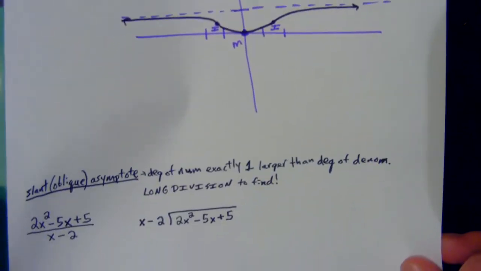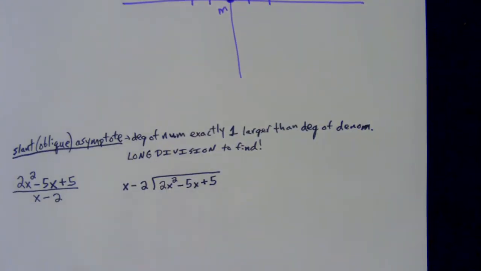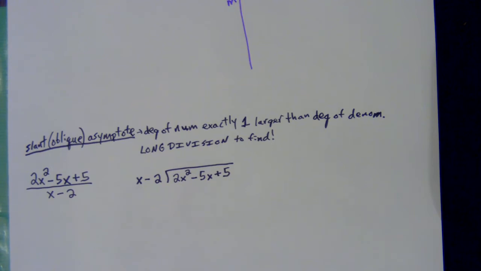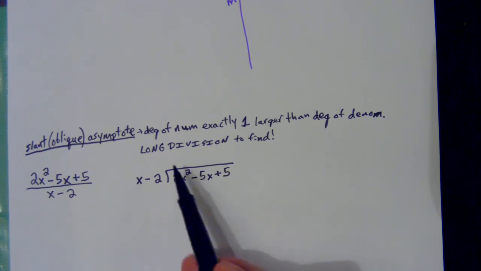Let's review how to find a slant asymptote. A slant asymptote occurs when the degree of the numerator is exactly 1 larger than the degree of the denominator. So something like x squared over x, or x to the 4th over x cubed. And then long division will always work.